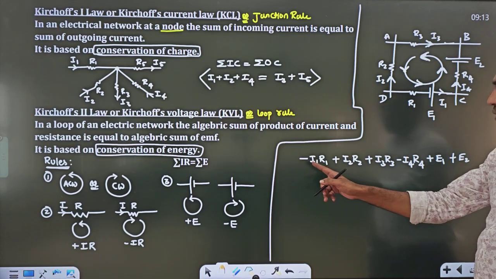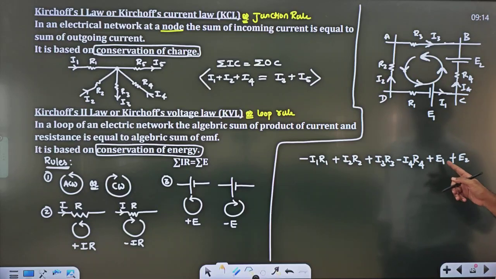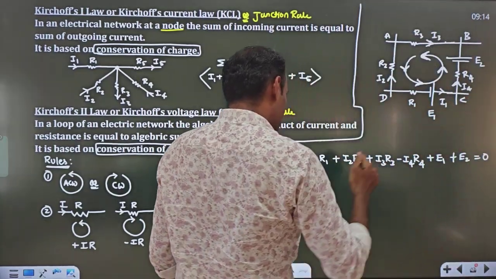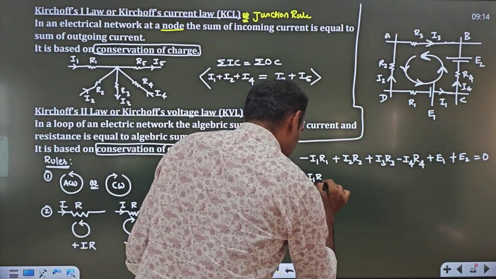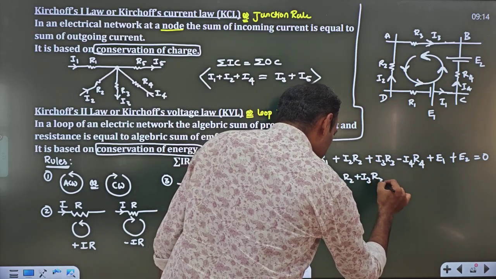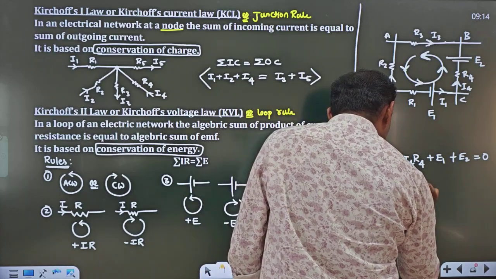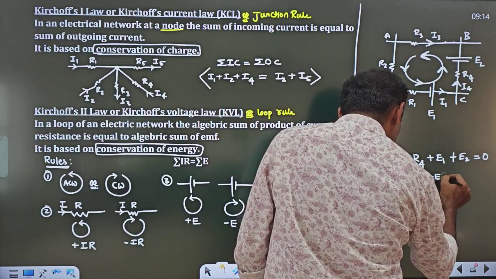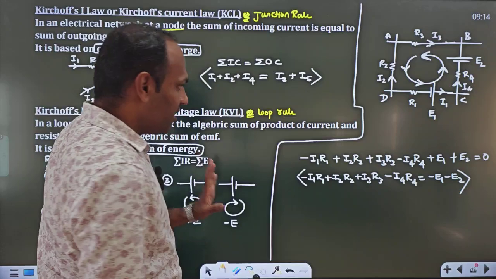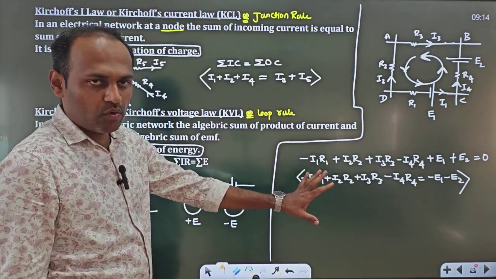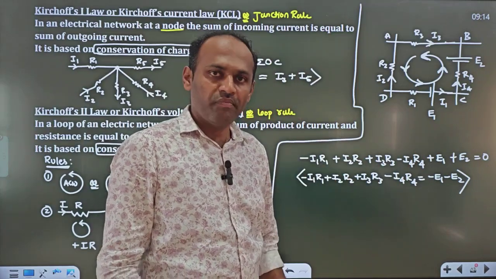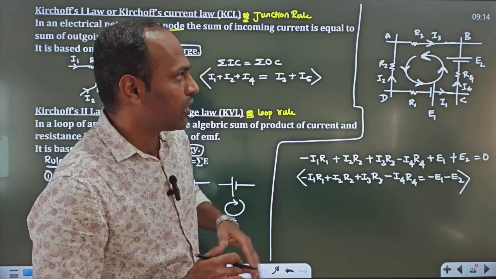Okay, first this way you have to write the algebraic sum of all IR products and EMFs equal to 0. Now you shift those EMFs to that side. So minus I1R1 plus I2R2 plus I3R3 minus I4R4 is equal to minus E1 minus E2. Correct? Now if you apply the rules I told, you can write the equation like this. First write EMFs and IR products all on the LHS and then shift EMFs to that side. You will get the correct answer. Correct? This is how we have to apply KVL.